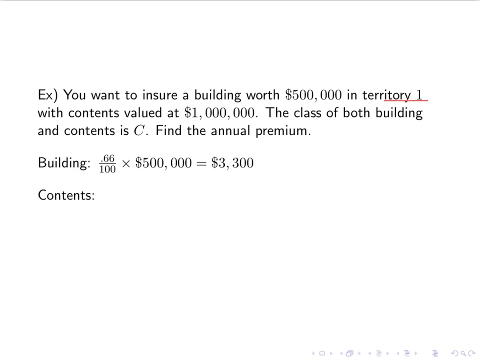For the contents, Territory 1, Class C, we should be getting 0.79, divide it by 100, multiply it by the face value of the contents, which is $1 million, and we should be getting $7,900. And then again at the end we want to add them together, $11,200.